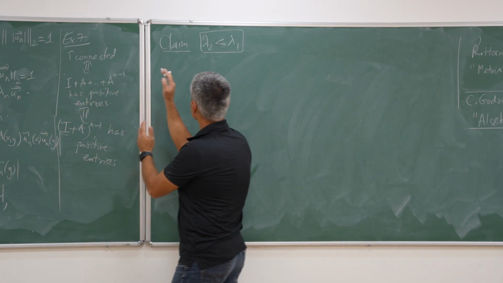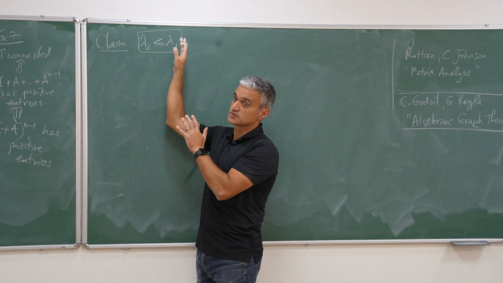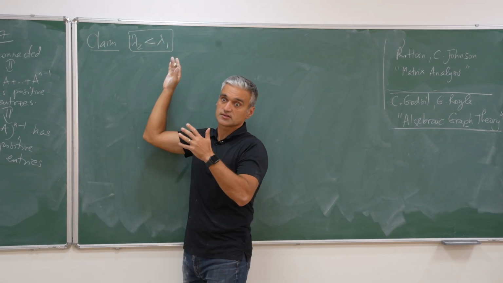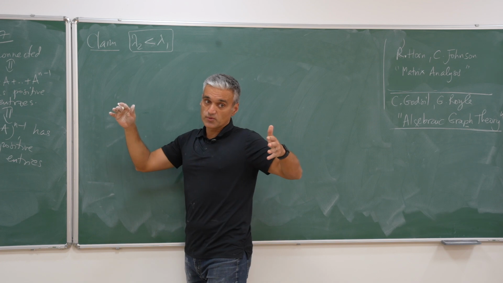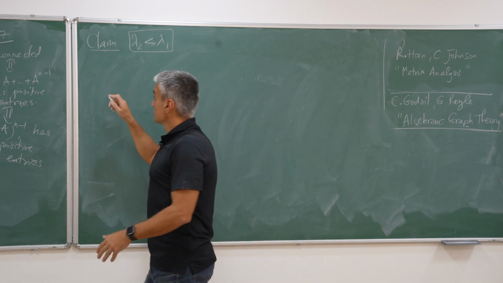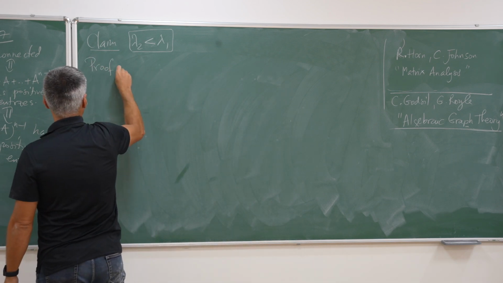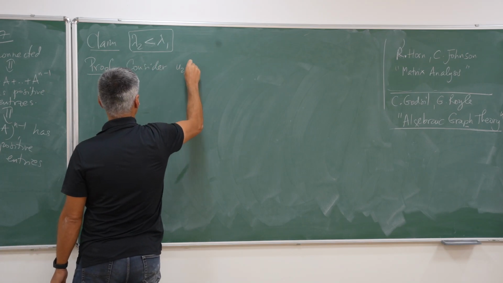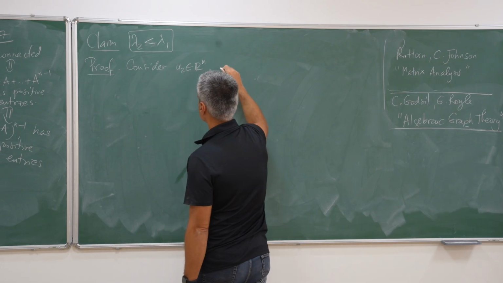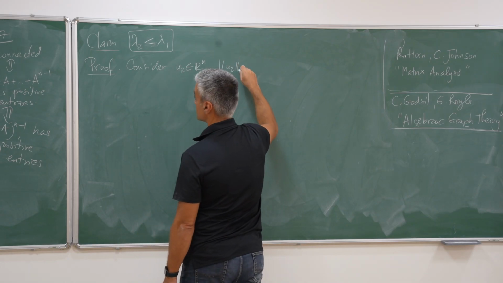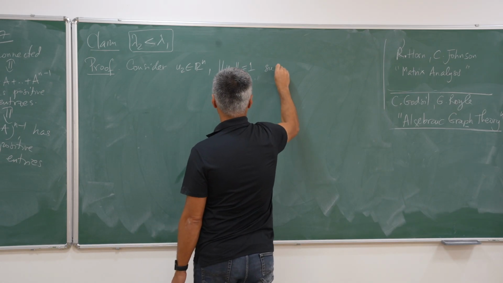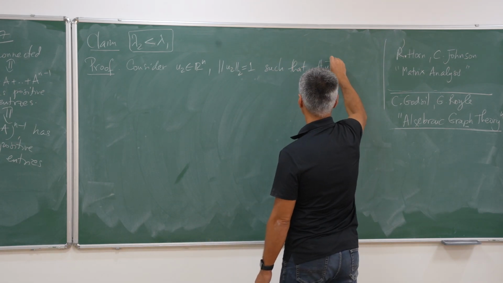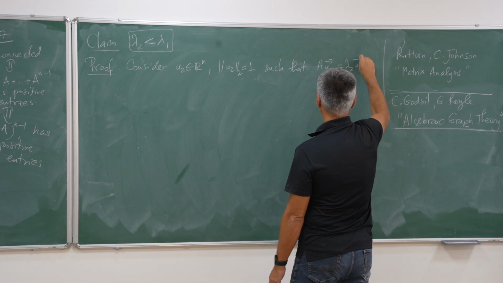Because again, you see, the way you can guide sometimes, you see which side is lambda 1. Lambda 1 is the side that is greater or equal. So maybe I use this thing about lambda 1 being the maximum of all these Rayleigh quotients. So again, consider, let's say, u2 in R^n, norm of u2 is 1, such that A u2 equals lambda 2 u2.